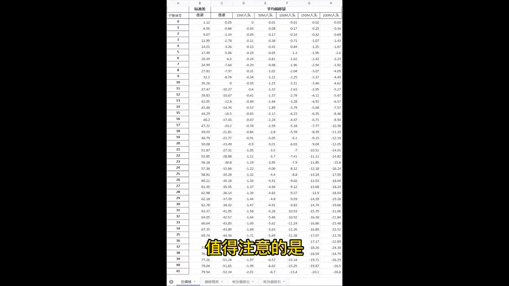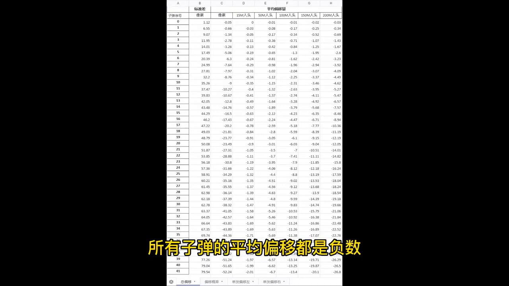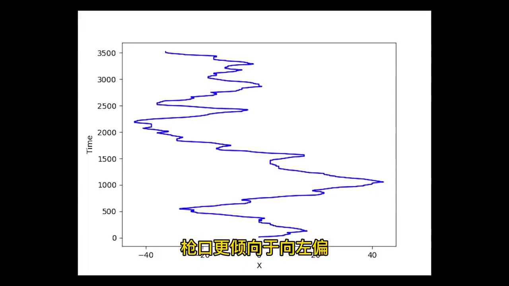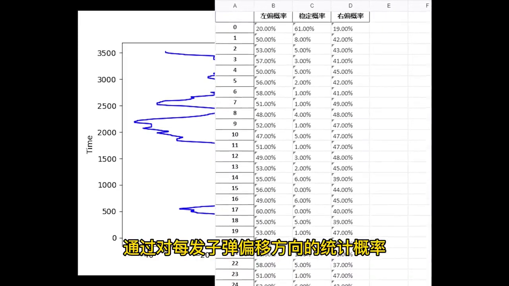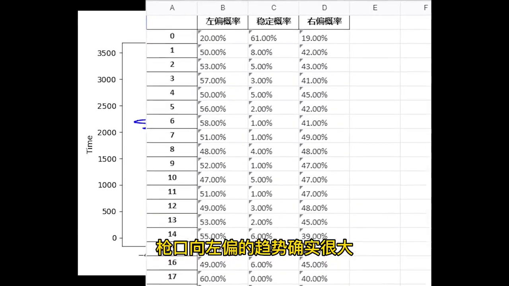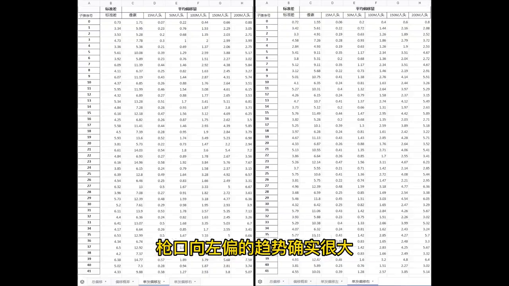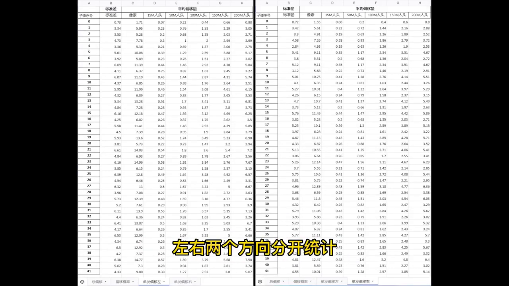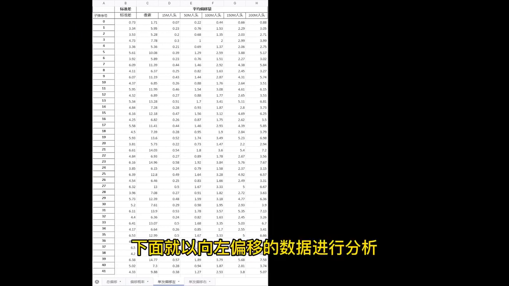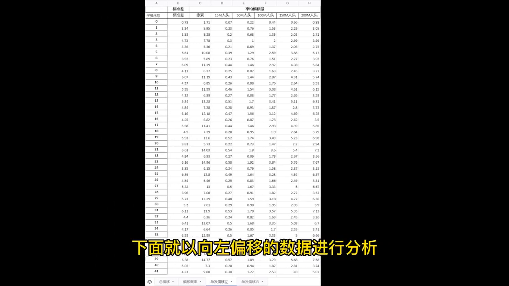It is worth noting that the average offset of all bullets is negative, meaning that in its natural state, the muzzle tends to veer to the left. The statistical probability of each round's deflection direction shows that the muzzle indeed tends to veer to the left. These 2 tables tally the instantaneous offset of each round relative to the previous round. Separate statistics for left and right directions. The following analysis is based on the data of left offsets.